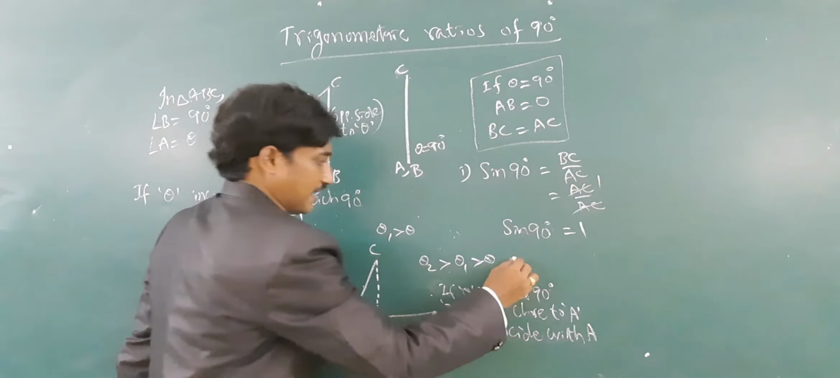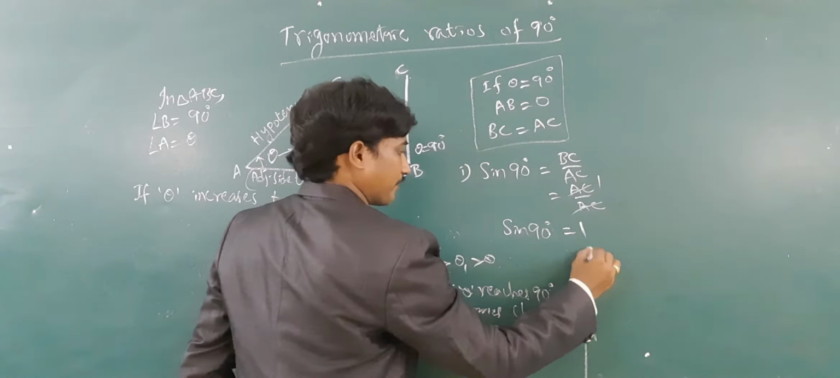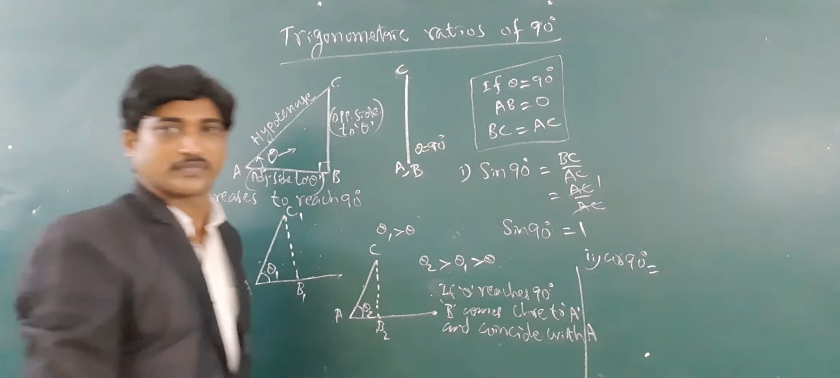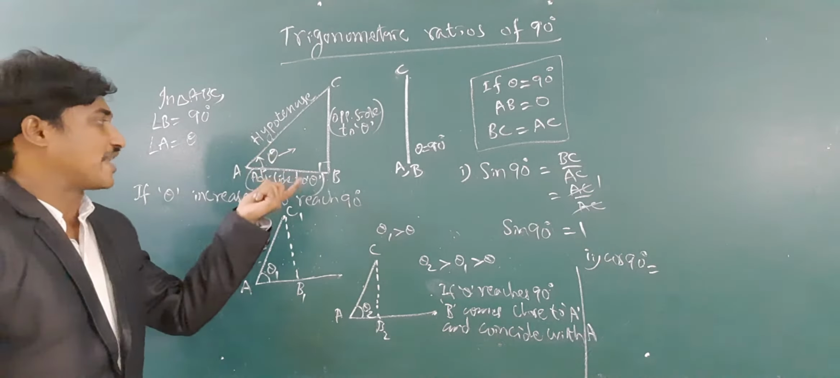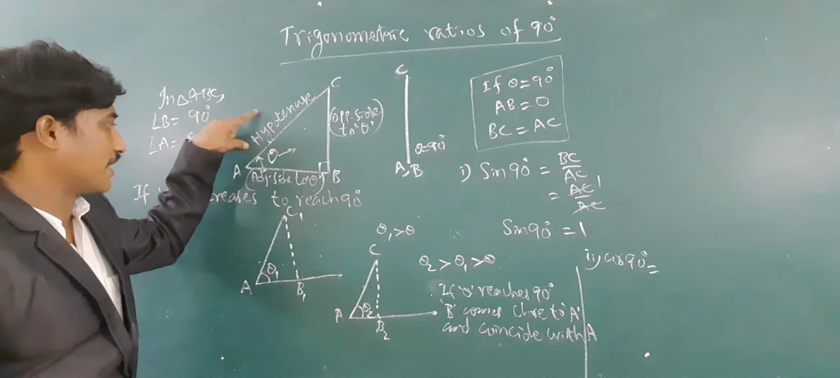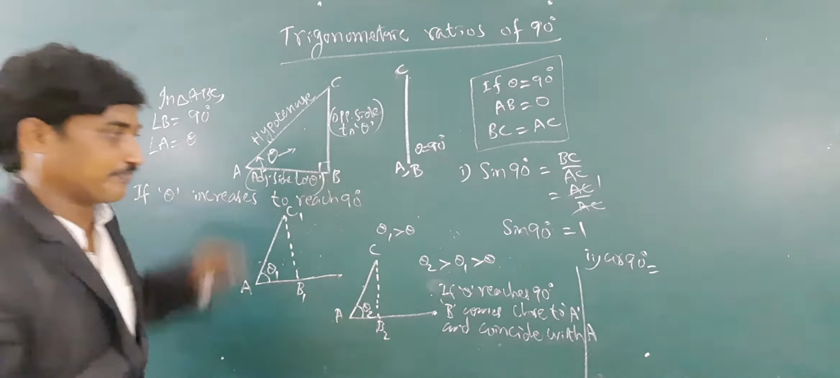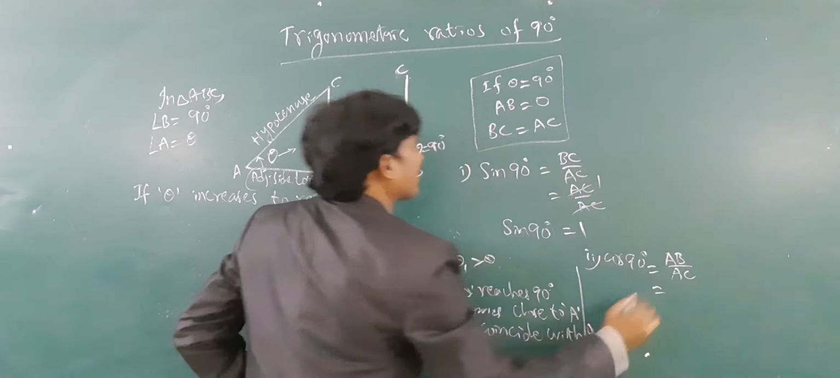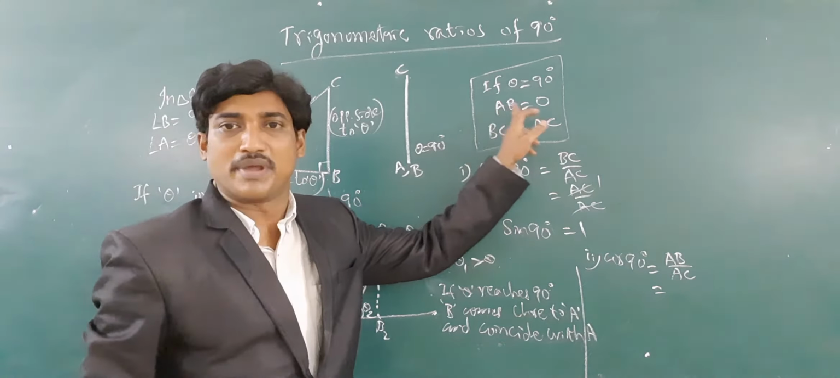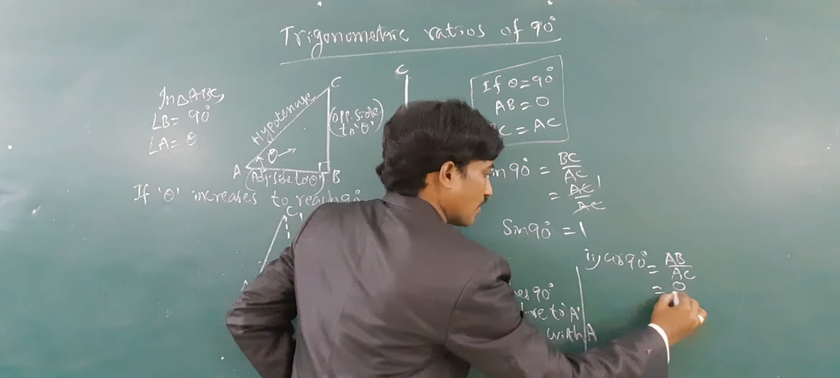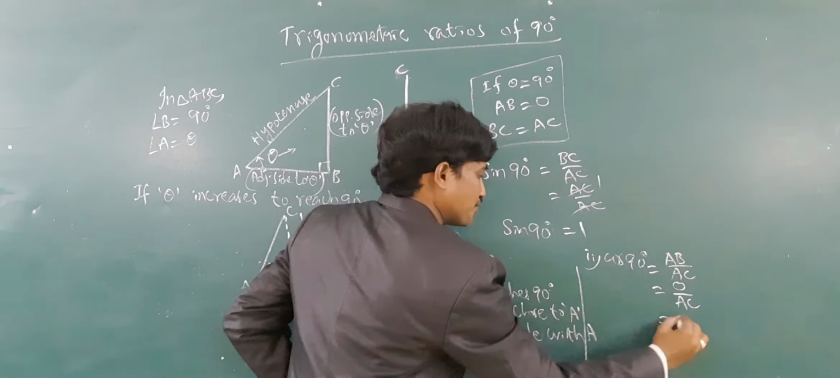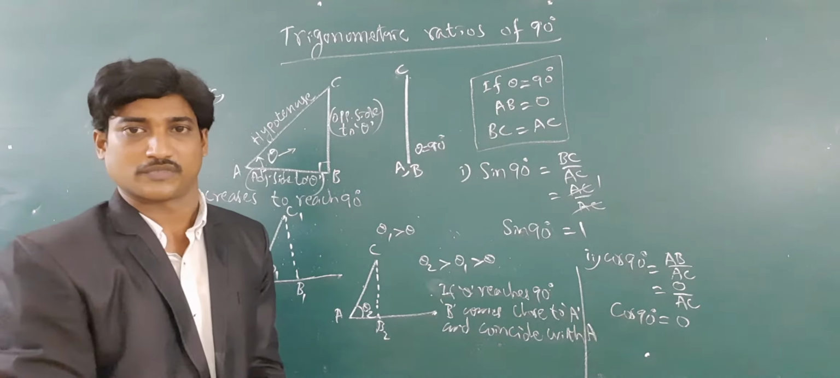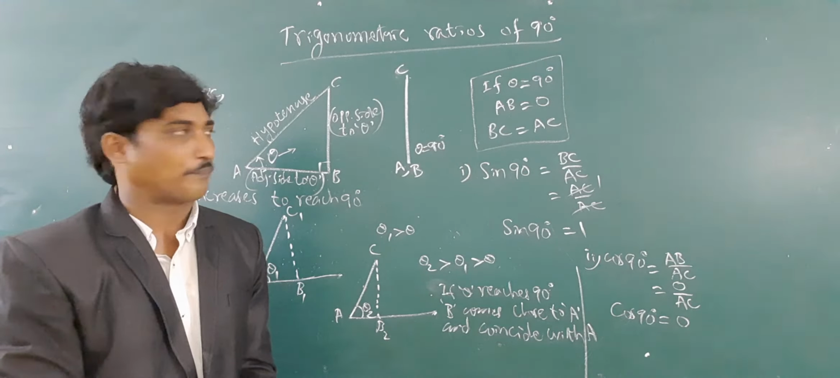Next, cos 90 degree. Cos theta is adjacent side to theta by hypotenuse, so that AB by AC. When theta is 90 degree, AB equals 0, so 0 by AC. 0 by AC is 0. So cos 90 degree value is 0.